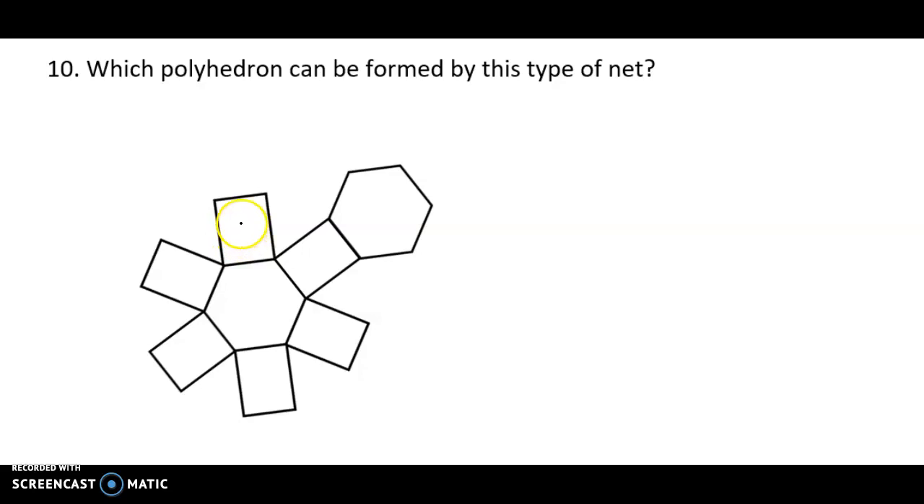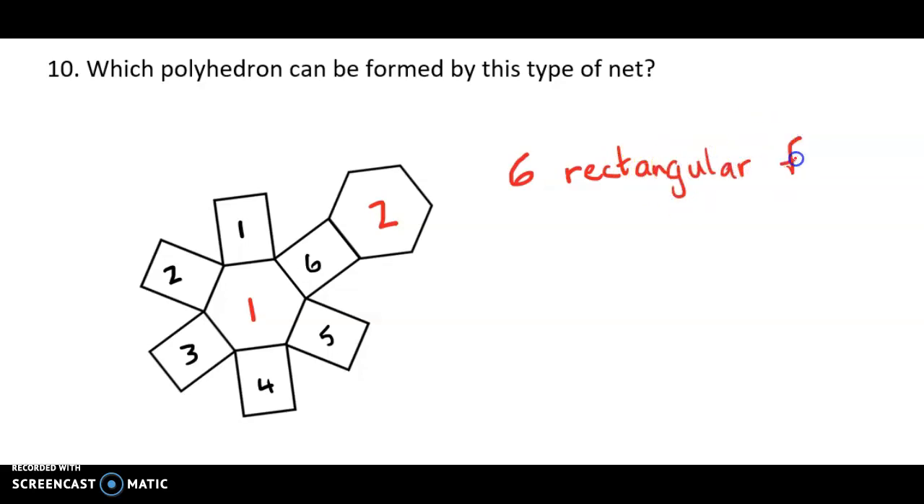So in this net, I've got 1, 2, 3, 4, 5, 6 rectangular faces, and I've got 2 hexagons. So I'm looking for a shape that has 6 rectangles or rectangular faces, and has 2 hexagonal faces. So I'm going to scroll down now and look at my choices.